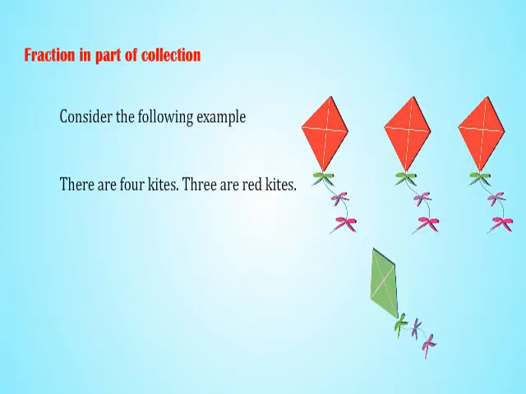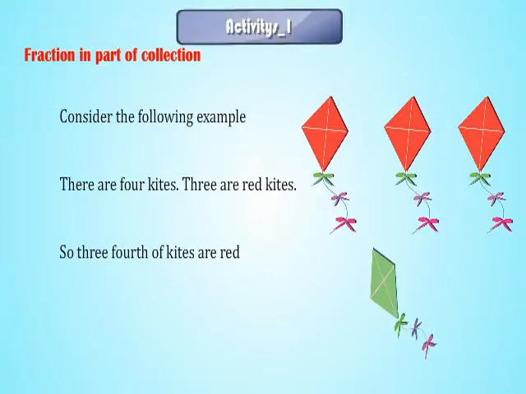Fraction is a part of a collection. Consider the following example. There are four kites. Three are red. So 3/4 of the kites are red.